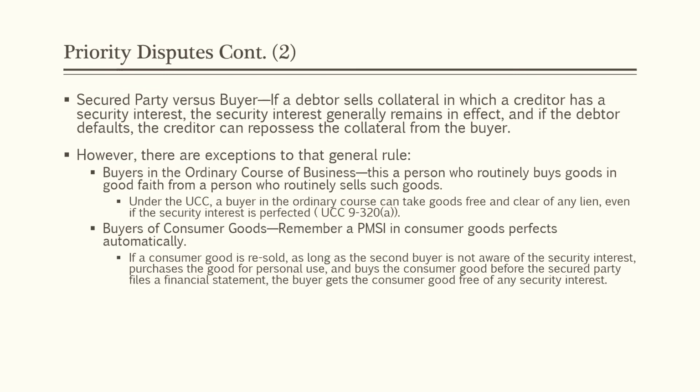So in our example between Larry and Bob, if Bob buys the laptop from Larry for personal use and Best Buy hasn't filed a financing statement over the laptop, then Bob's going to win and Best Buy won't be able to repossess that good. That's an exception to the general rule.